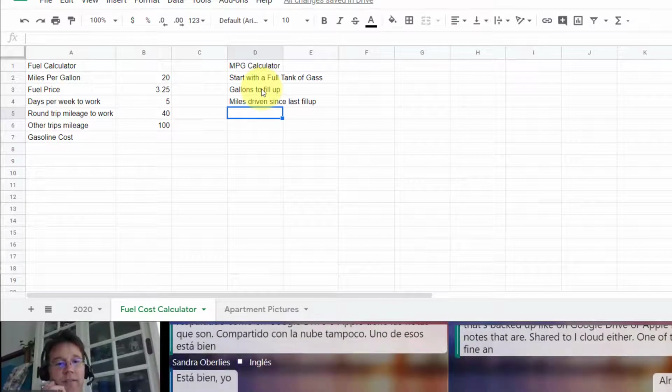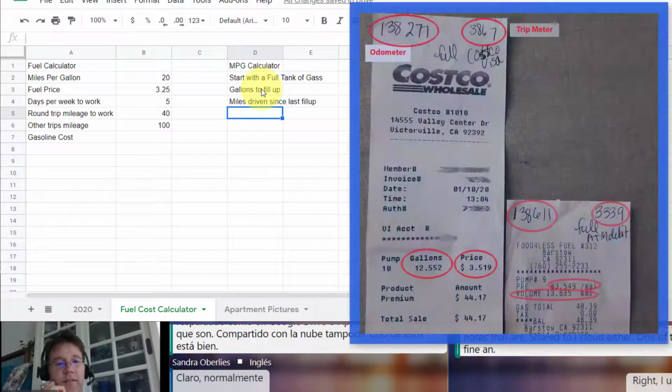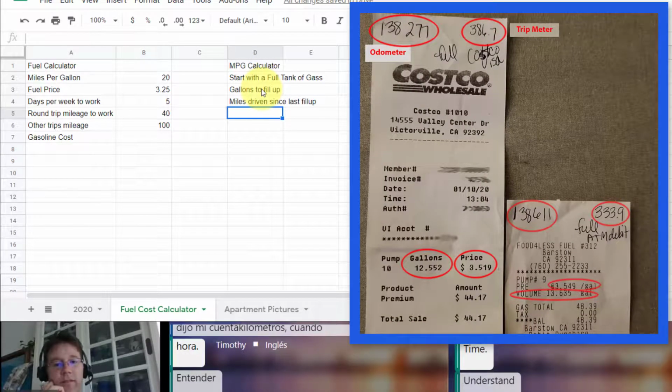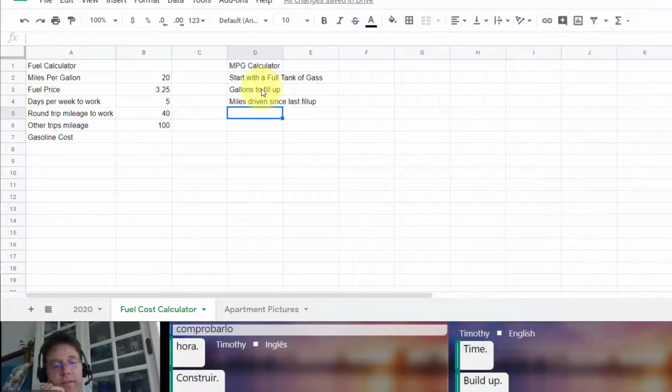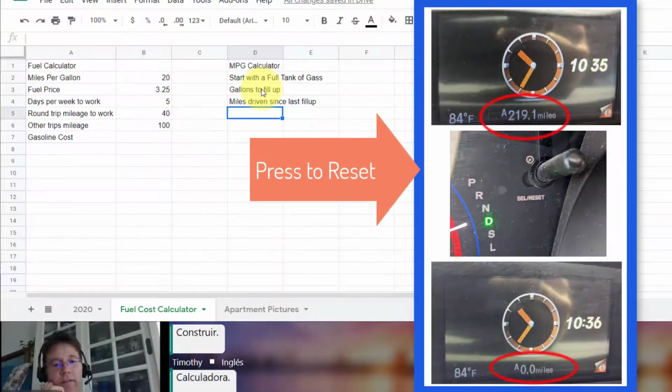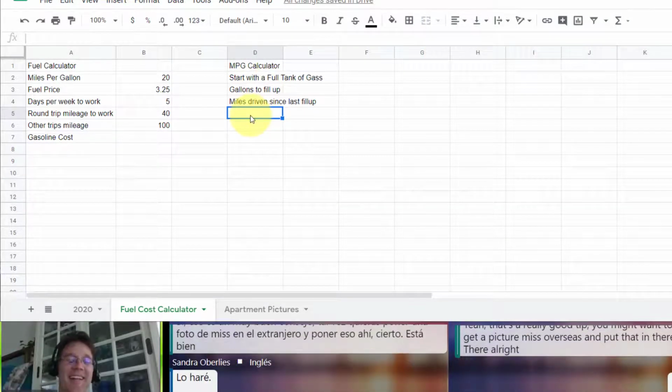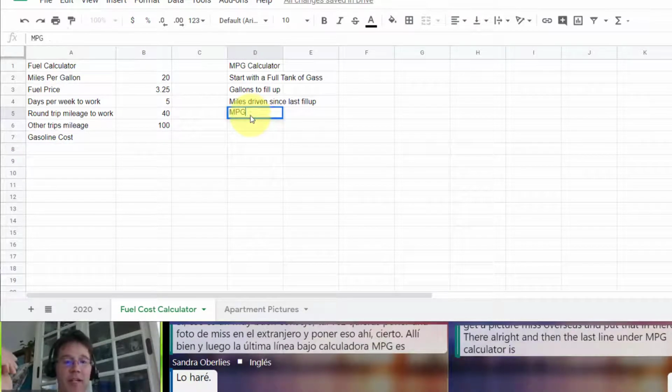And I usually write on my gas receipt what my odometer said when I filled up, and then I can check the next receipt, and so I can calculate. I also reset my trip meter every time I have a fill up, so that tells me how many miles I've really driven. Good tip. All right. And then the last line under MPG calculator is MPG, which stands for miles per gallon.